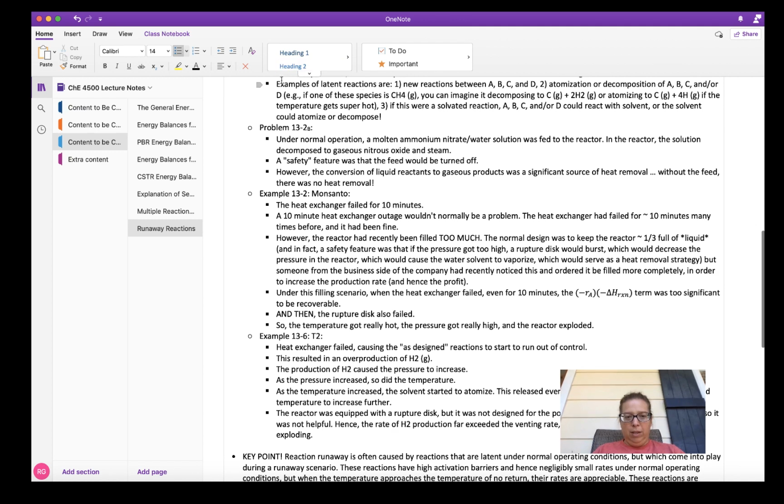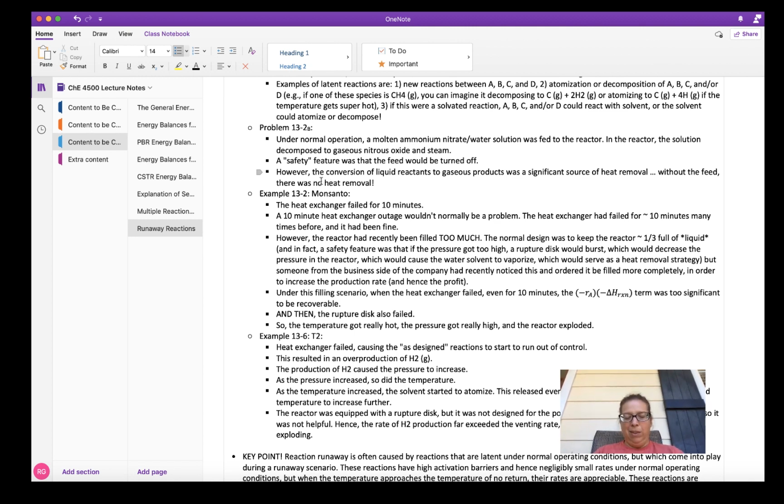Another example is problem 13-2b. In this case, it's a CSTR that's being fed a molten ammonium nitrate and water solution. In the reactor, the solution decomposes to form gaseous nitrous oxide and steam. Then this reactor ended up exploding. What happened was that the control features identified pressure fluctuations inside the reactor, and so the feed was shut off.